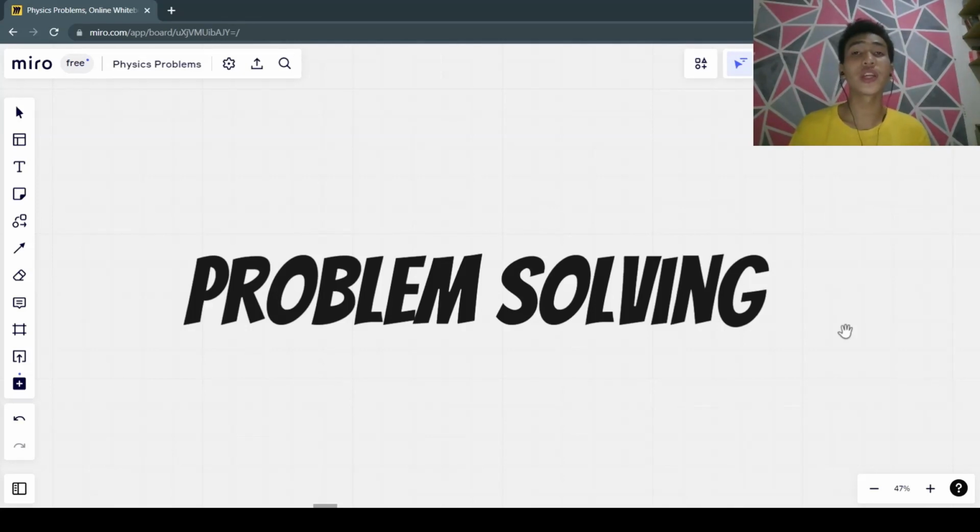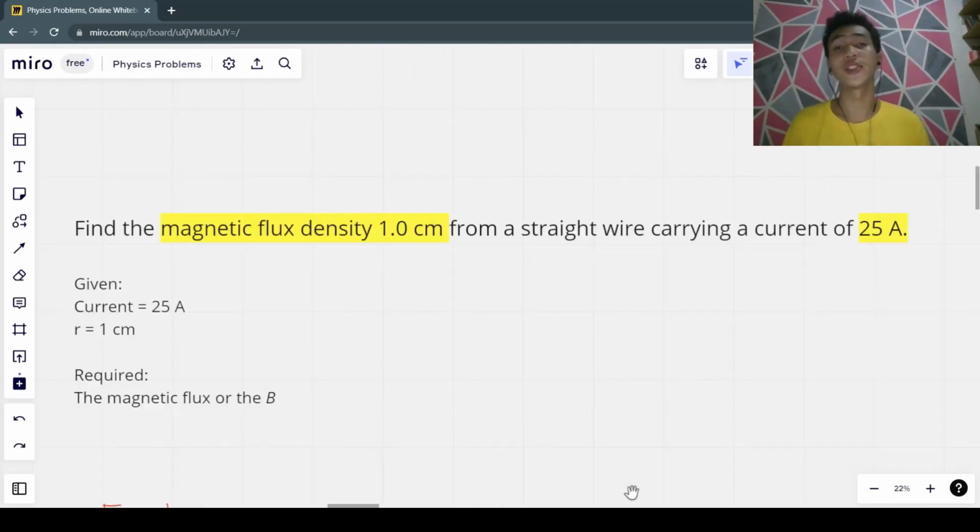Now that we've watched crucial information and concepts regarding this topic, magnetic fields produced by currents, I think we are now ready to try some practice problems. In solving these problems, we're going to do it in a systematic way using the GRESA technique, which is the given, required, equation, solution, and the answer. So let's get started.